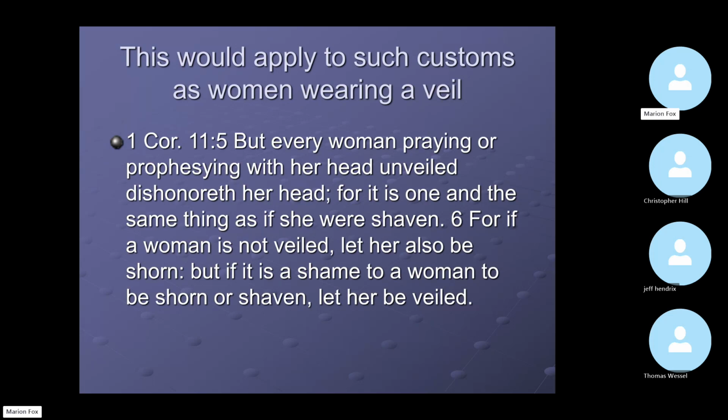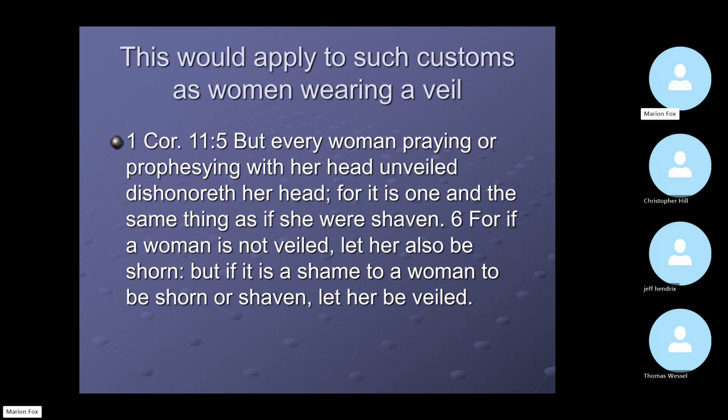Now, I'm convinced that there's also evidence that the slave girls had their heads shaven. But how are you going to distinguish a slave girl from a prostitute if they have their head shaven? Well, the slave girl will wear a veil over her head, and that will distinguish her from the prostitute. And a free woman, she'd have a full head of hair. Now, I believe that's what we find here. And if we put this last one and reverse it, if she is not to be veiled, then it's not a shame for a woman to be shorn or shaven.